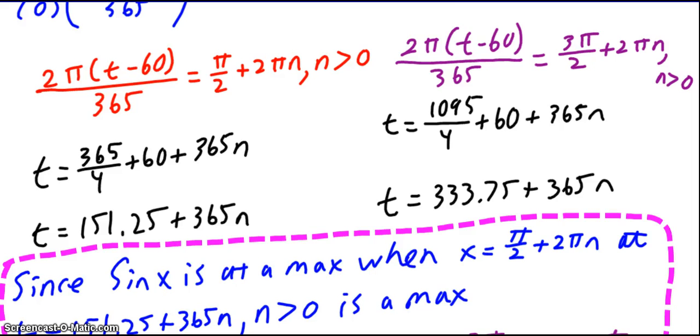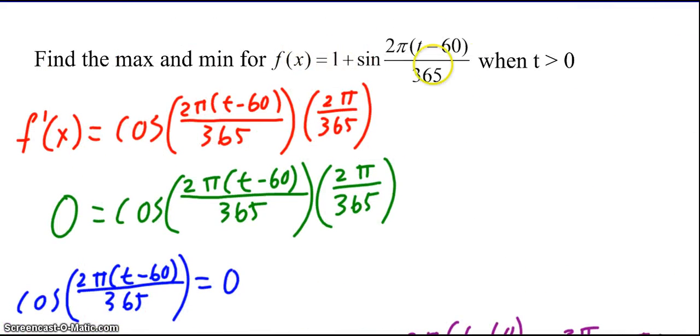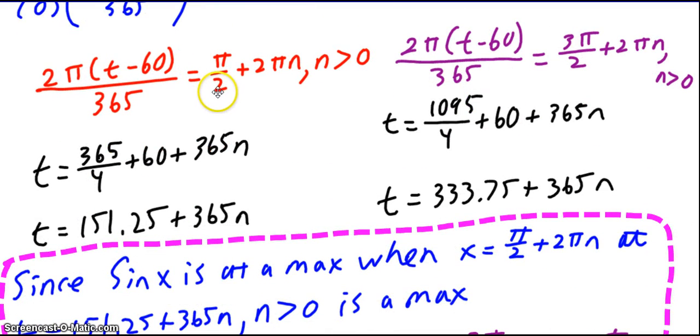Now, notice that I didn't do the increasing-decreasing chart or the second derivative test. Why is that? Well, that's because I understand the sine function. Think about your basic sine function, which is what we're trying to find the maximum and minimum at. Since the critical values that I found were pi halves and 3 pi halves, I know sine is a maximum at pi halves. From my unit circle, sine equals 1 at pi halves, or if I think about the normal graph of a standard sine function, sine of x, it's going to be a maximum at pi halves. So the t value that I found from the critical value of pi halves is going to be my maximum.